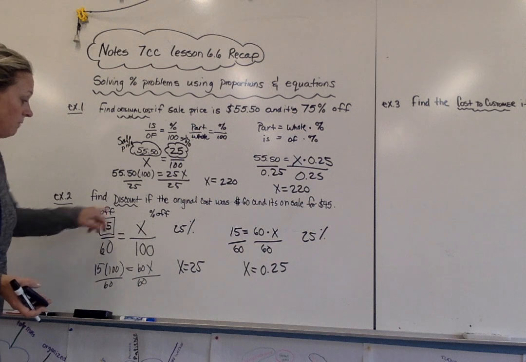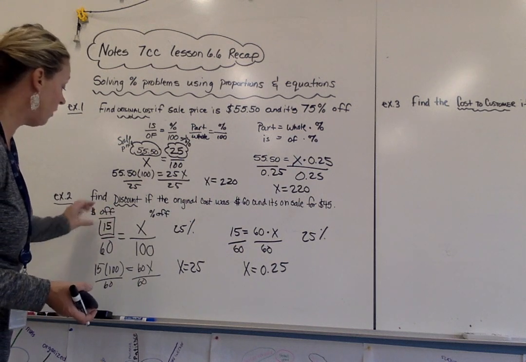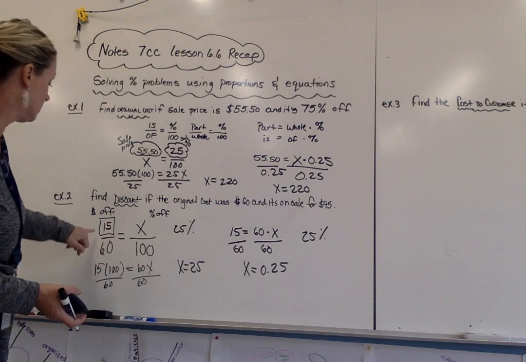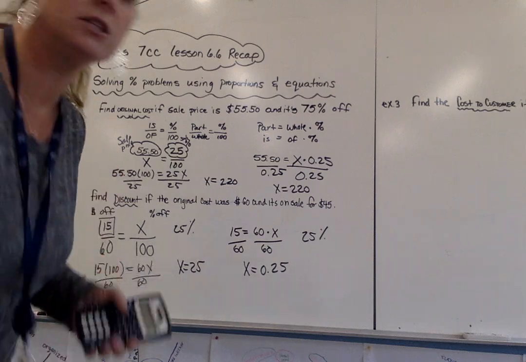As you notice here, I'm looking for the discount. When I'm writing my proportion, I want each part of the ratio to represent the same amount. So I'm using 15 compared to the 45. Let's do a markup.